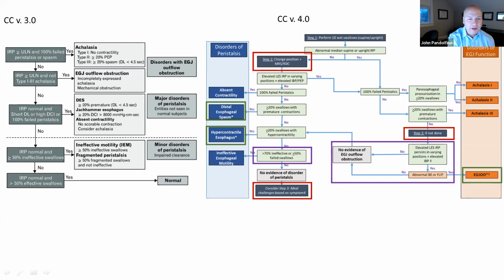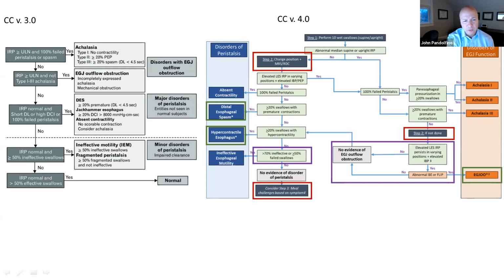Yeah, I think this was very important. Achalasia really didn't change much going from 3.0 to 4.0, but EGJ outflow obstruction was really problematic. The IRP is a metric that is very sensitive. And I think people sometimes view it too much like a dichotomous line in the sand, where if it's above 15, it's abnormal, below 15, it's normal. And really what it's giving you is a probability of abnormality.